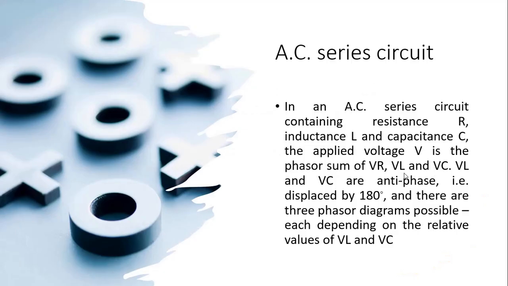So in an AC series circuit containing resistance R, inductance L, and capacitance C, the applied voltage V is the phasor sum of VR, VL, and VC. VL and VC are antiphase, that is, they are displaced by 180 degrees, and there are 3 phasor diagrams possible, each depending on the relative values of VL and VC. So if you have an RLC circuit, if you want to draw the phasor, it can exist in 3 forms. That's what we are trying to say here.